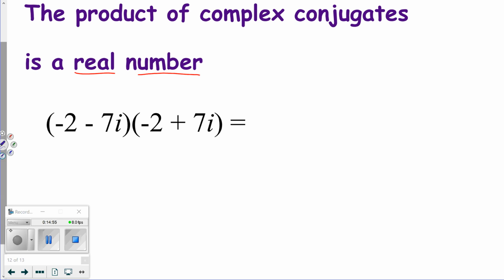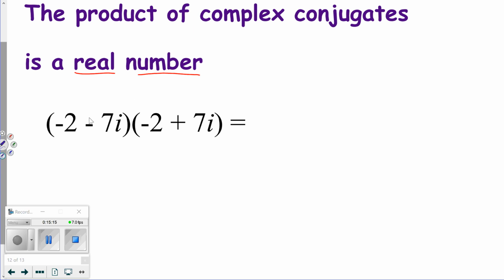So if I take a look, the first one, negative 2 minus 7i, negative 2 plus 7i. Again, the only sign that changed was the middle sign. Students always try to change this first number as well, especially when it's a negative to start with, but we don't change those, okay? Only that middle sign changes.